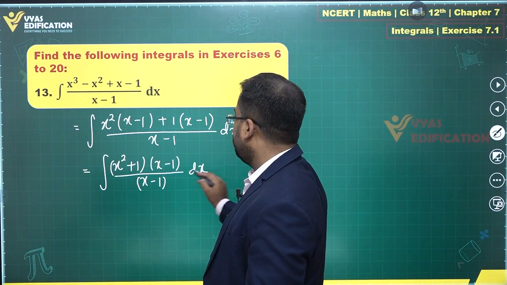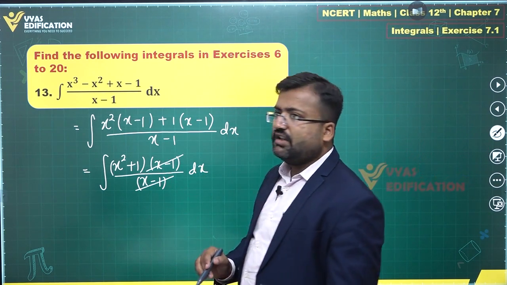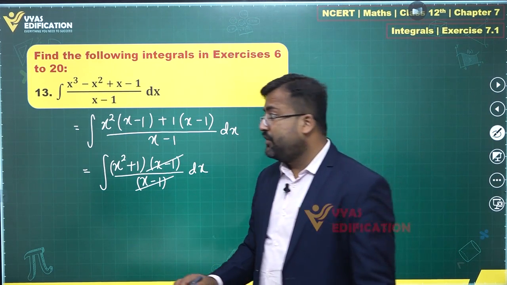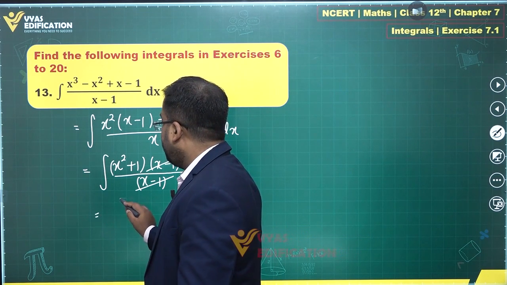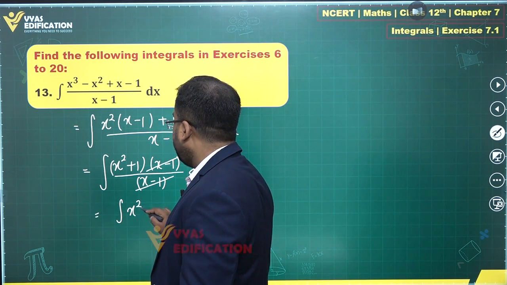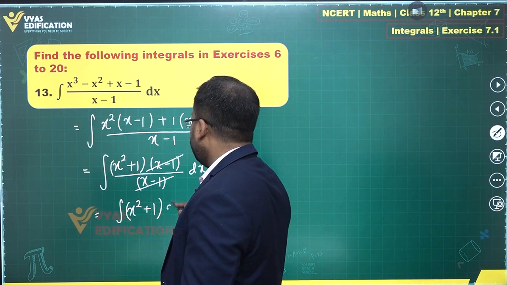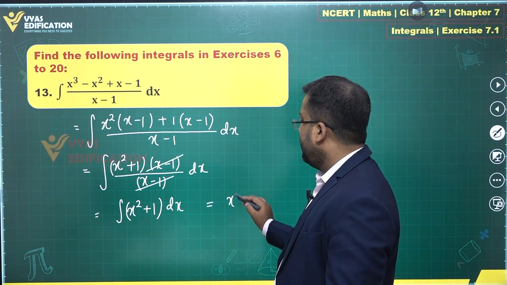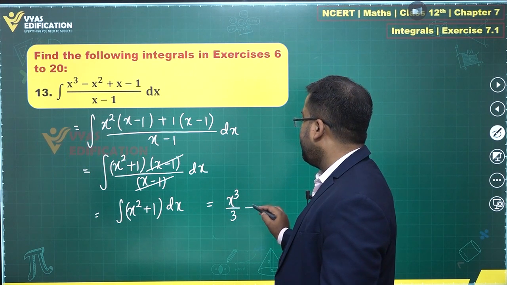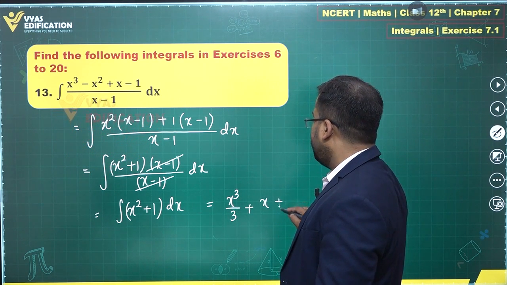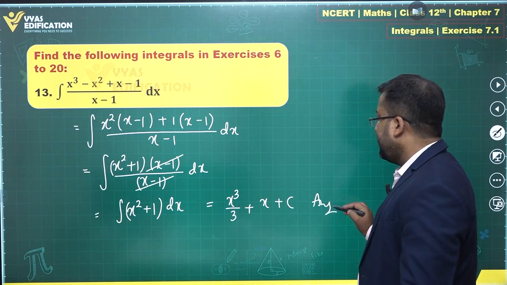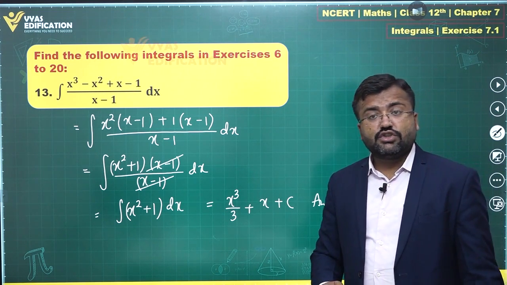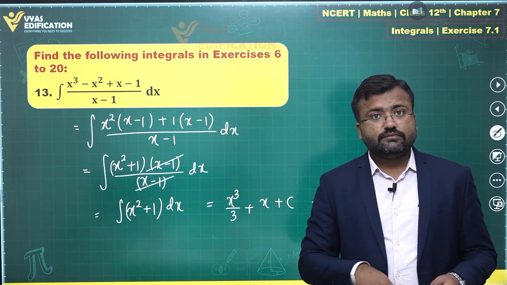Integral dx. You can see this particular term will get cancelled from numerator and denominator. What will be remaining is x square plus 1 dx. Integral of x square plus 1. Now integral of x square is x power 3 upon 3. Integral of 1 is x plus the constant of integration, and yes, that's the required answer for this question over here. Is that all? Yes.